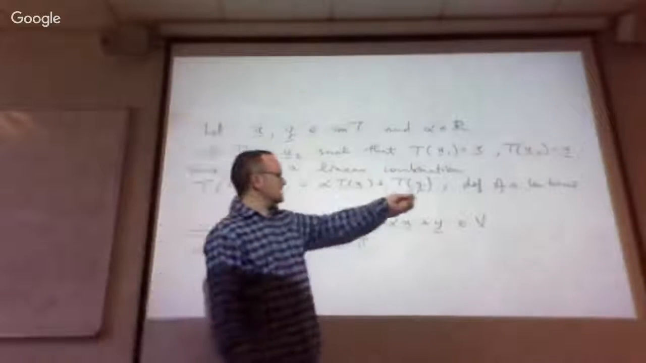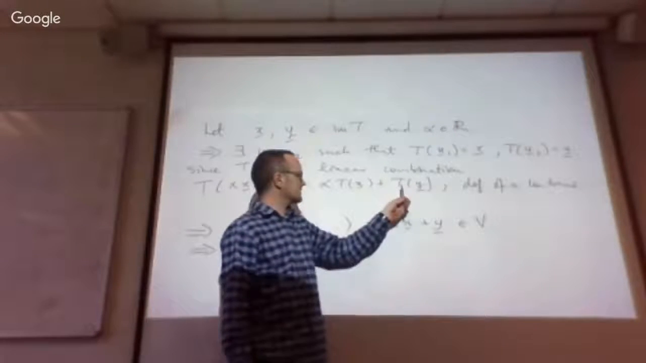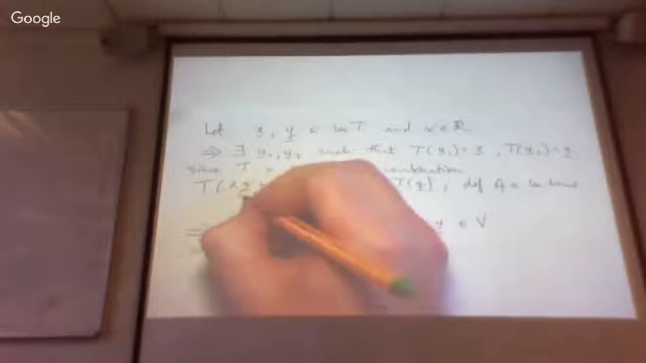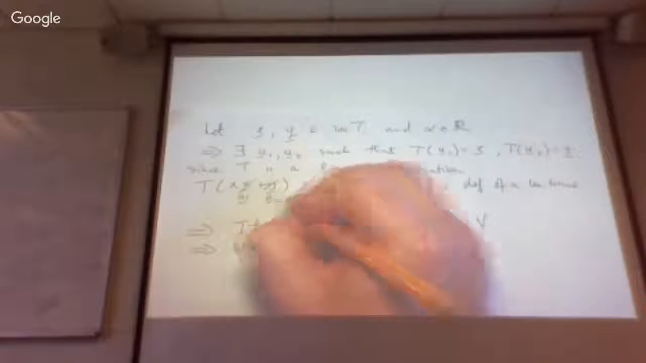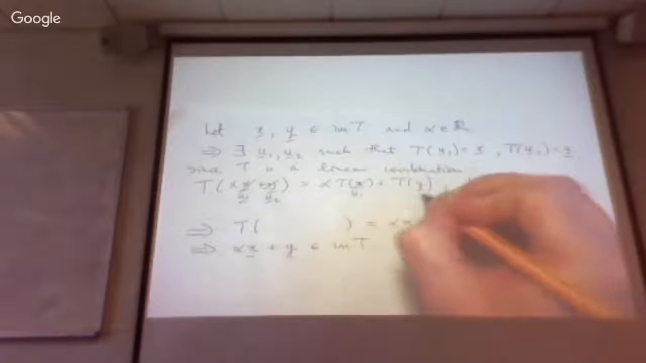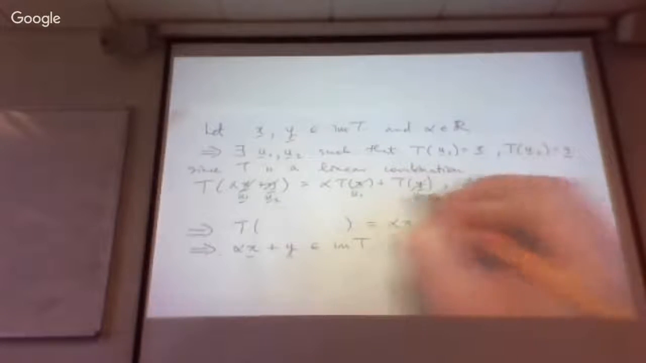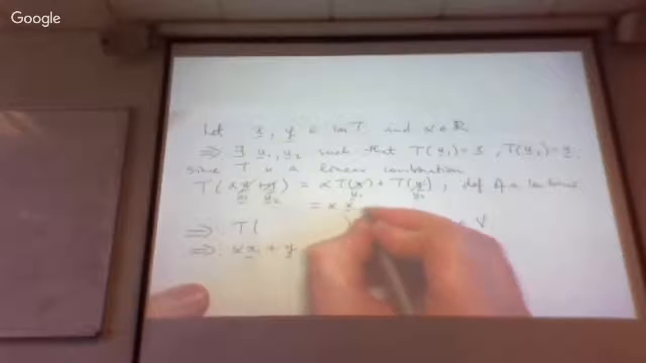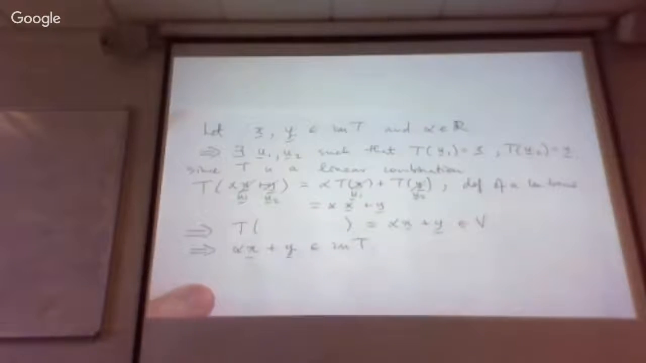This is a linear combination of two vectors, T of x. So, what did I do? No, I'm sorry, it's not x and y, it's u1 and u2. Mixed up my notation. These are the u1 and u2. Sorry about that. The x and y are the things living in the image. See, this is equal to alpha x plus y. T of u1 was x, T of u2 was y.